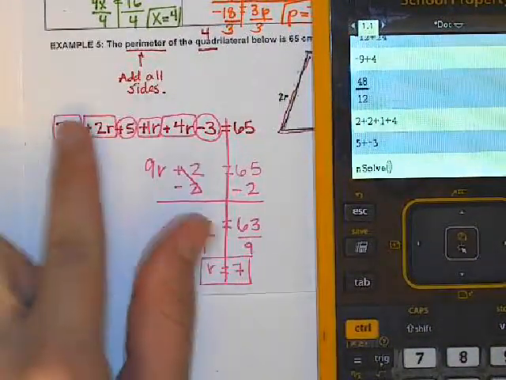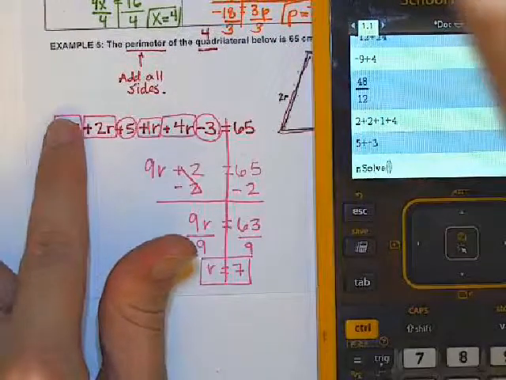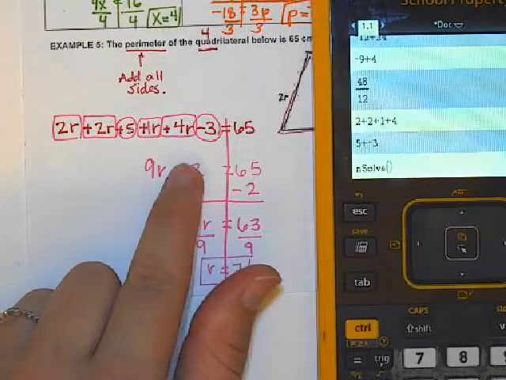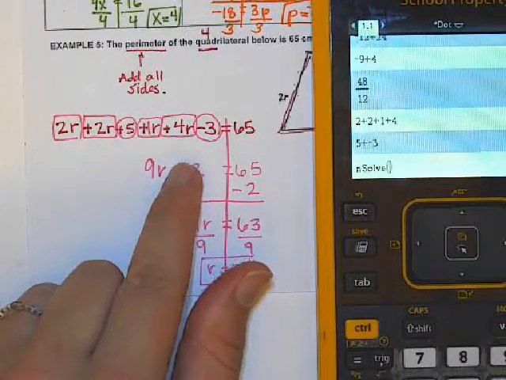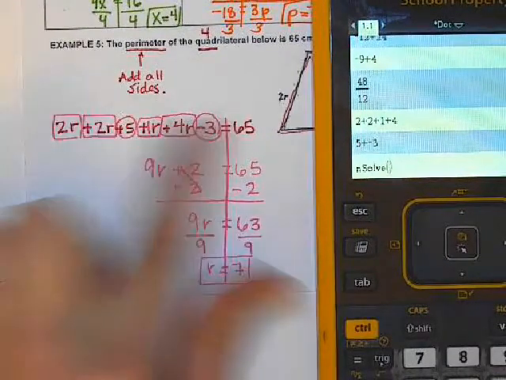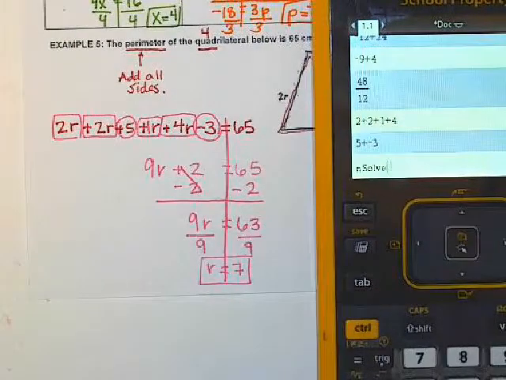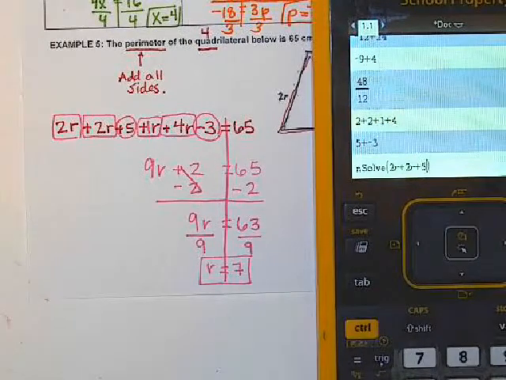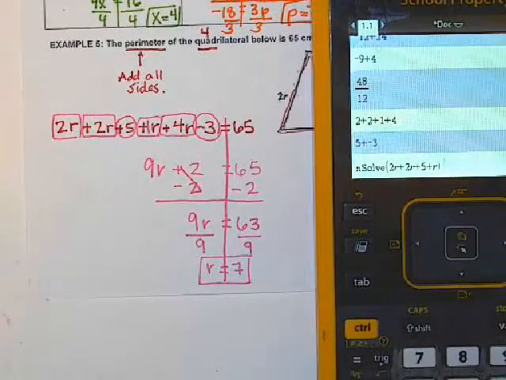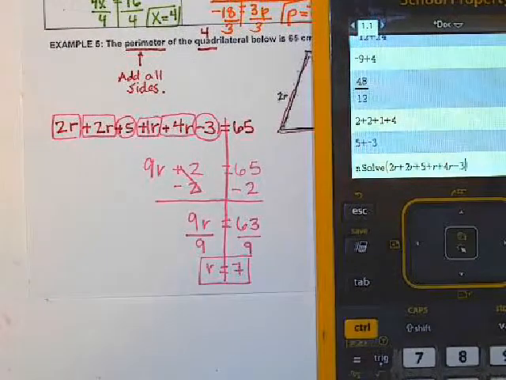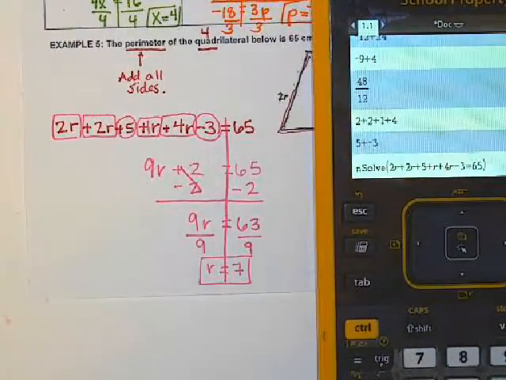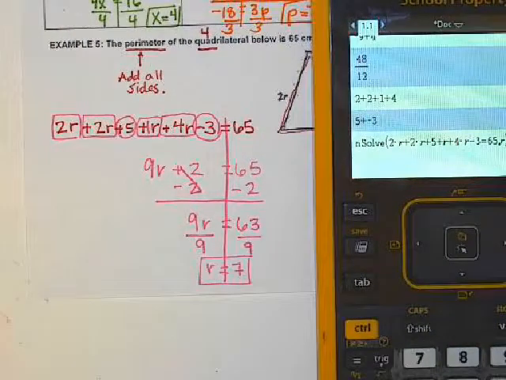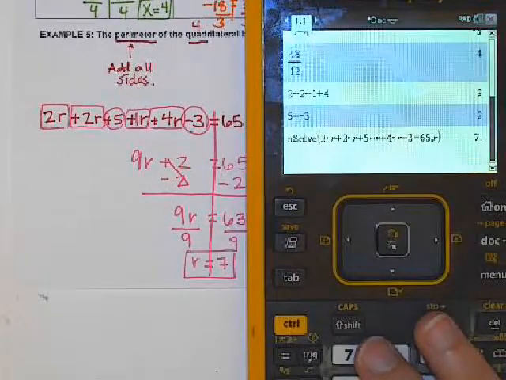You always want to plug in the original into InSolve, so you know for sure if you get the right answer. Because if you would have combined your like terms wrong, then you plugged it in wrong, then you're going to get the wrong answer. So you always want to plug in the original. Okay? All right, so 2r plus 2r plus 5 plus r plus 4r minus 3 equals 65. And the part everybody usually forgets, comma r. Gives me 7. Are we right? Yes.